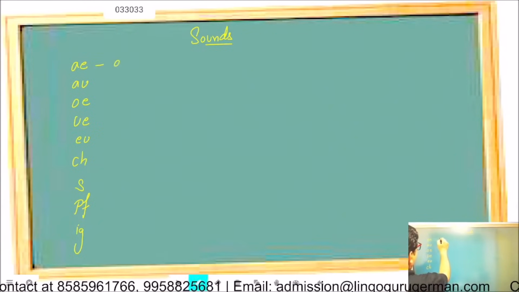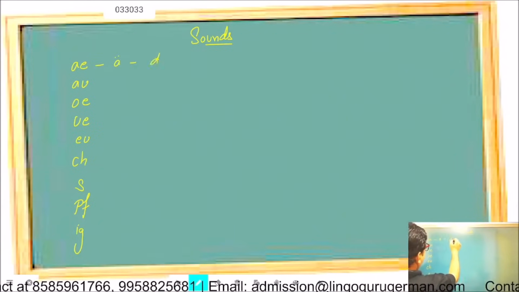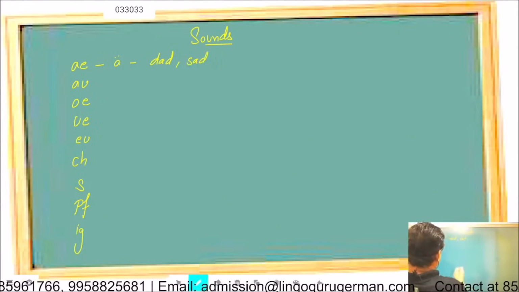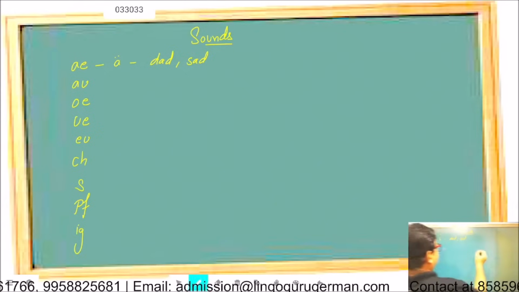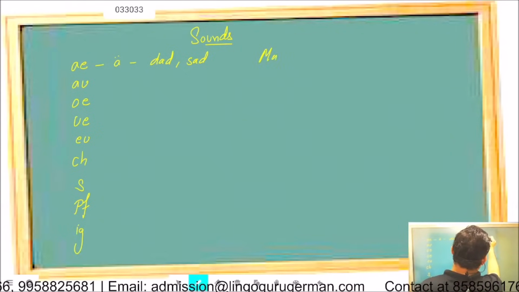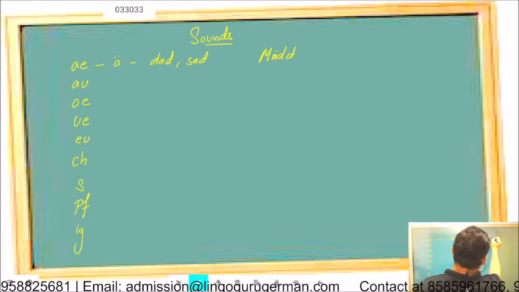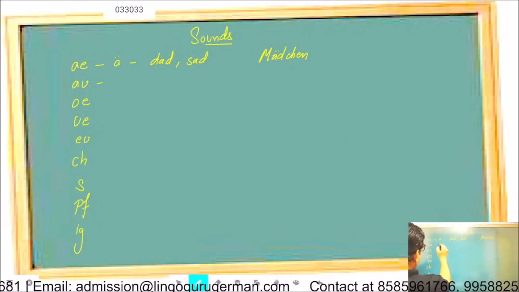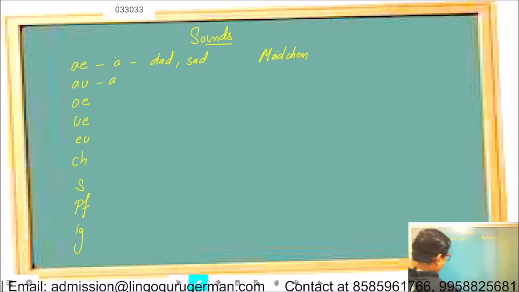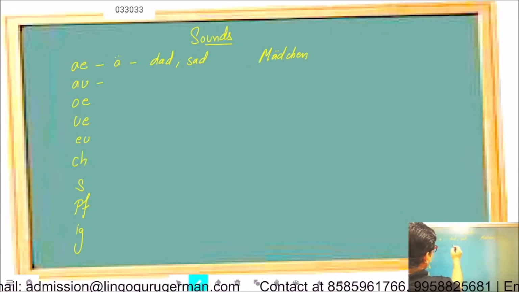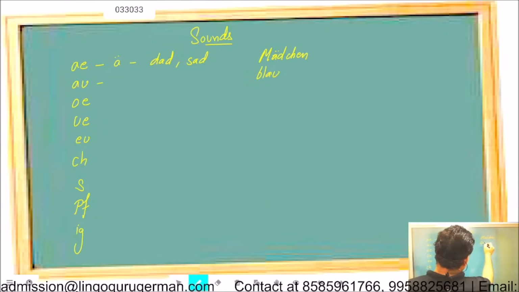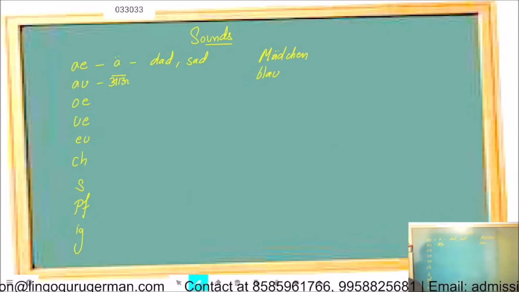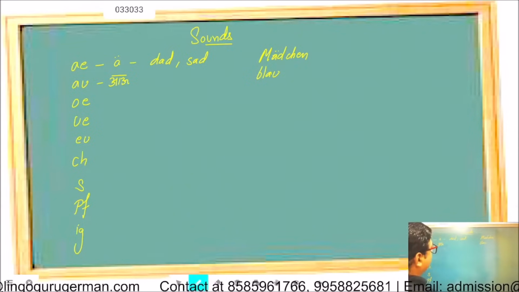So this, we know, is A umlaut. The sound is as in sad, dad. You call it A. For example, matchen. This is au. As in blau. AU is always going to be pronounced as au. Blau.